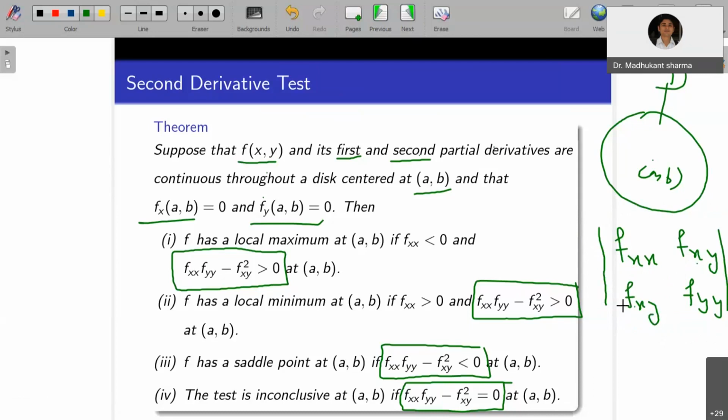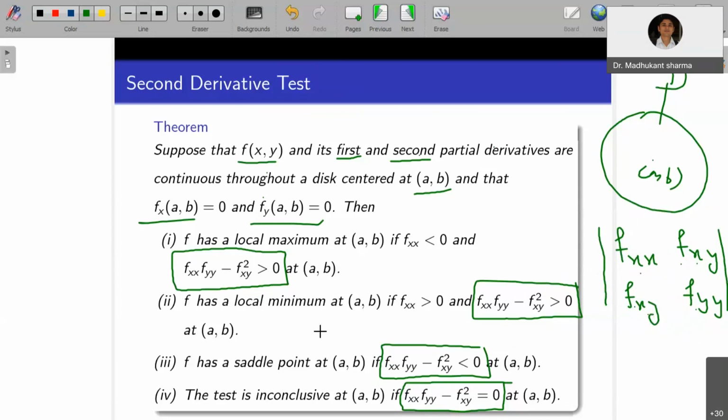That may become clear when you look at some applications. This is also known as the discriminant, so there are various names attached to this quantity. If you find the determinant of this matrix, it is fxx times fyy minus fxy squared. So you have to check the sign of that determinant.